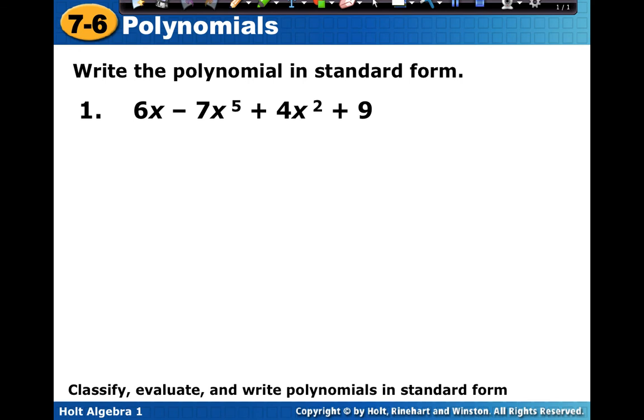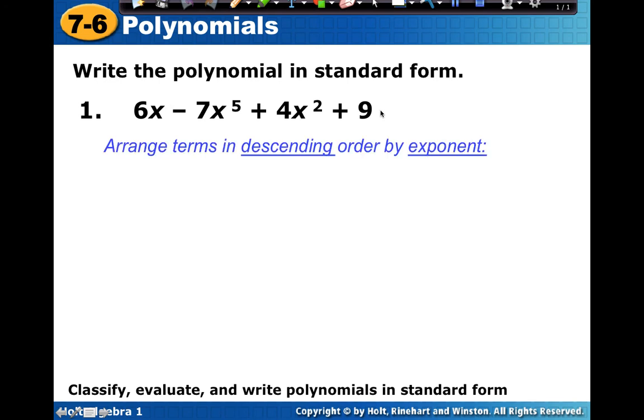Go ahead and write down number 1 and we're going to put this into standard form. Be careful when you're putting this into standard form. We're not looking at the coefficients. We're not looking at these numbers out front. We're actually looking at the exponents. Like here we have x to the 5th, here we have x to the 2nd, and here this is x to the 1st if nothing's there. So that's how we're putting these in order. We're going to say we have an exponent of 1 here, 5, 2, and then no exponent here.